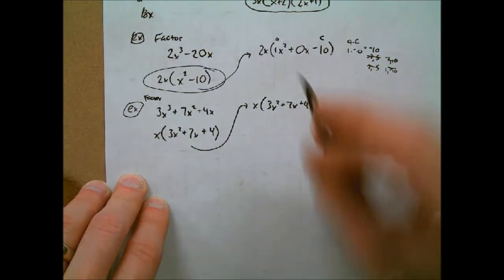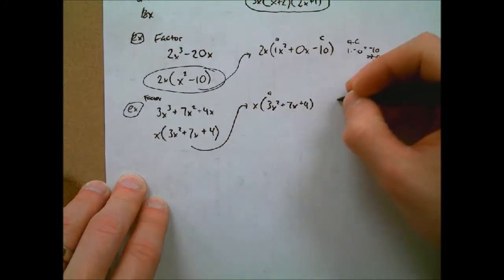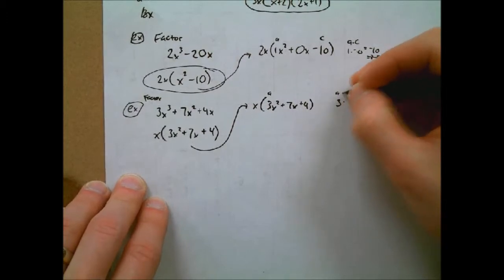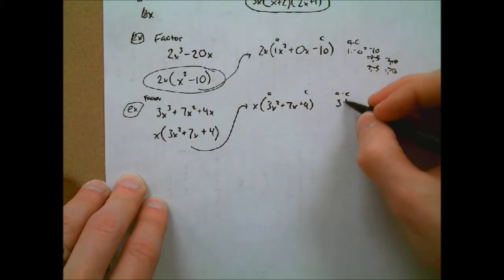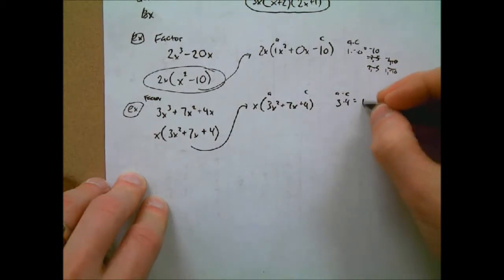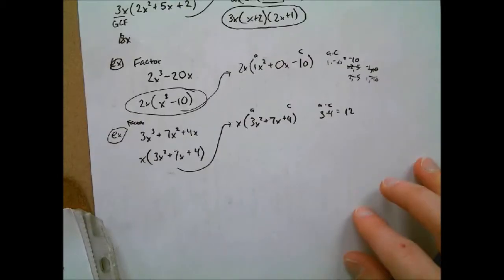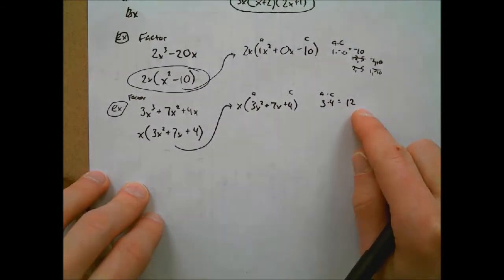Yep, so we'll just use the 3 there for the a. Okay, so there's our a times our c. Wyatt, what is our c? 4. So 3 times 4, Wyatt, is 12. Okay, so we are looking for two numbers that multiply to make 12, but that add to make 7.